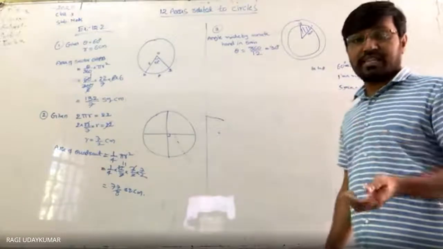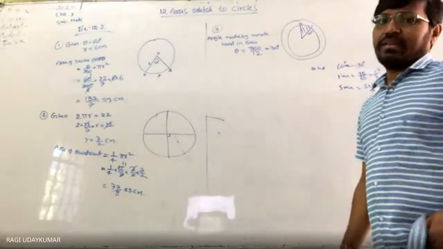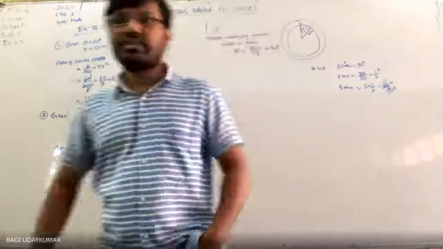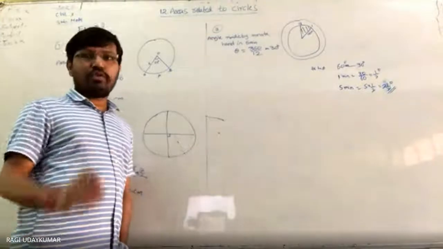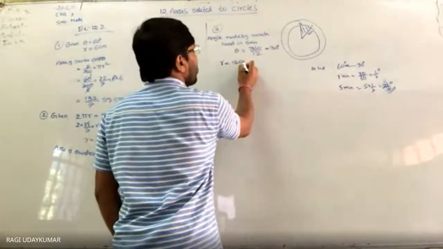Sir, for 2.5 degrees, how do we find out the value of the 2.5 degrees? Yes, 5 by 2 you can take into consideration. So such complicated questions will not be given to you, but you need to know. Now the radius is equal to 14 centimeters.